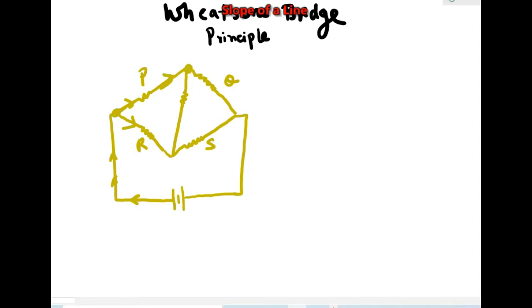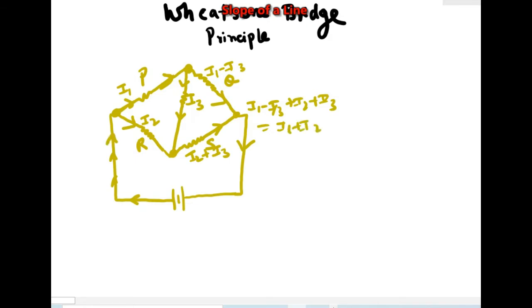And then again at this node, the current splits, right? And the balance current gets added up due to KCL, and then the total current comes out. So if this is your current I1, this is your current I2, and the splitting happens here, then, for example, in this branch the current is I3, and net outgoing will be I1 minus I3. And here, due to KCL, it will be I2 plus I3. So the total current coming out is I1 minus I3 plus I2 plus I3, so it is I1 plus I2, which is nothing but I total. So I total has been split like I1 plus I2.